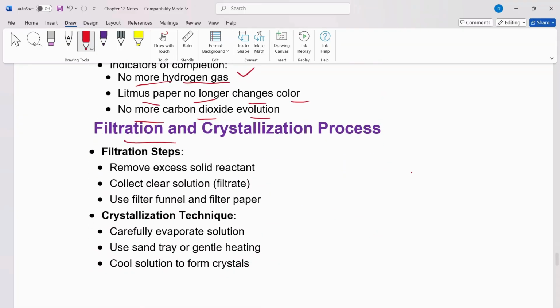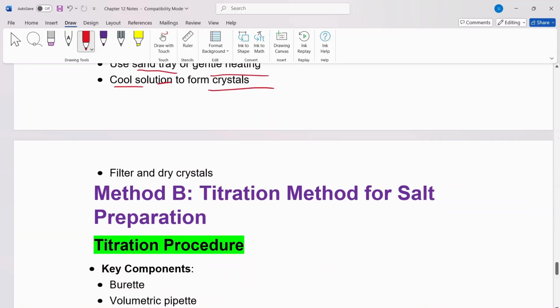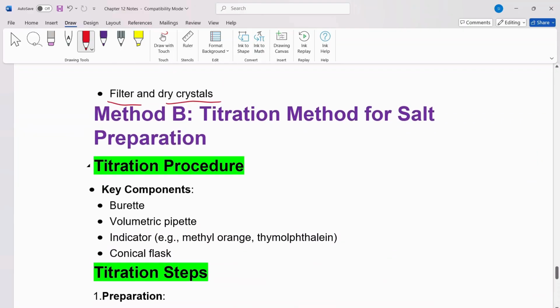Now, in filtration and crystallization processes, the filtration steps are: remove excess solid reactant, collect the clear solution which is the filtrate, use a filter funnel and filter paper. Crystallization techniques include carefully evaporating the solution, using a sand tray or gentle heating, cooling the solution to form crystals, and then filtering and drying the crystals. Next method we have is the titration method for salt preparation.